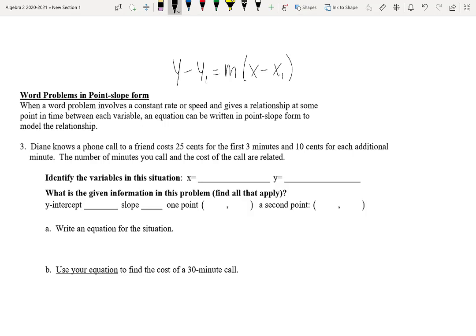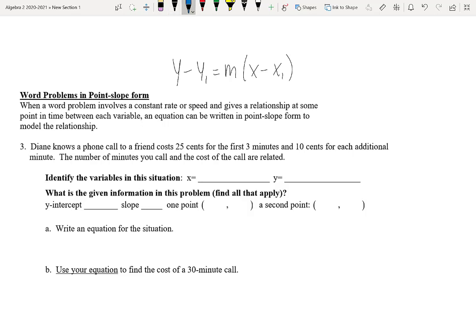So for number 3, it's a very outdated call, and I need to probably update this into something more appropriate, with maybe data allotment on your plan for anyone who doesn't have unlimited data. But let's just suppose Diane knows the phone call to a friend costs 25 cents for the first 3 minutes, and then 10 cents for each additional minute after that. The number of minutes you call and the cost of the call are related.